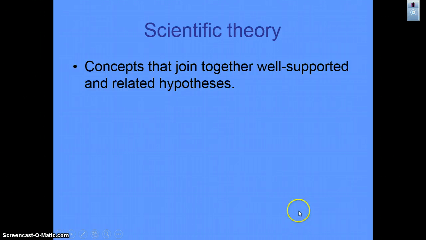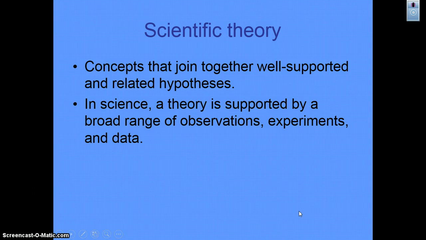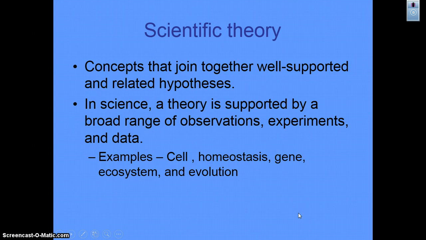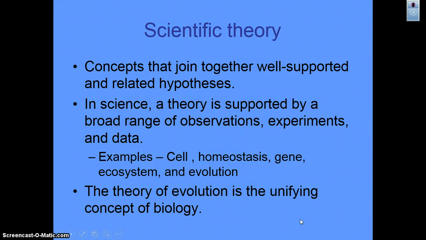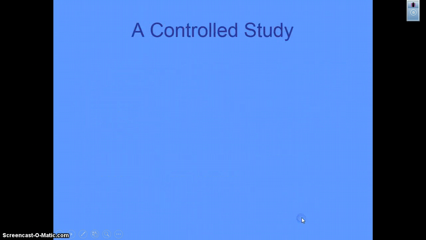So the scientific theory, by definition, these are concepts that join together well-supported and related hypotheses, and they can be supported by observations, experiments, by data. Some examples are the cell theory, homeostasis, genes, ecosystems, and evolution. And we'll get into these as we go throughout this year. But the underlying unifying concept of biology is thought to be the theory of evolution.